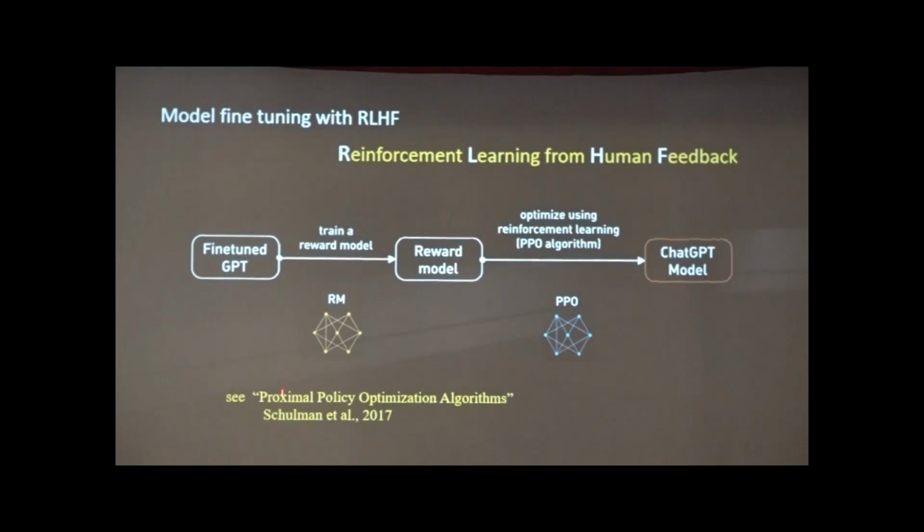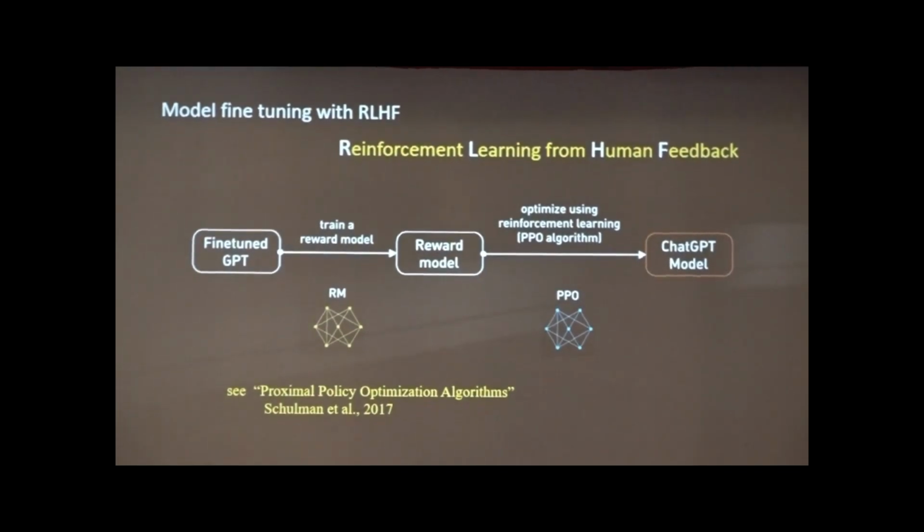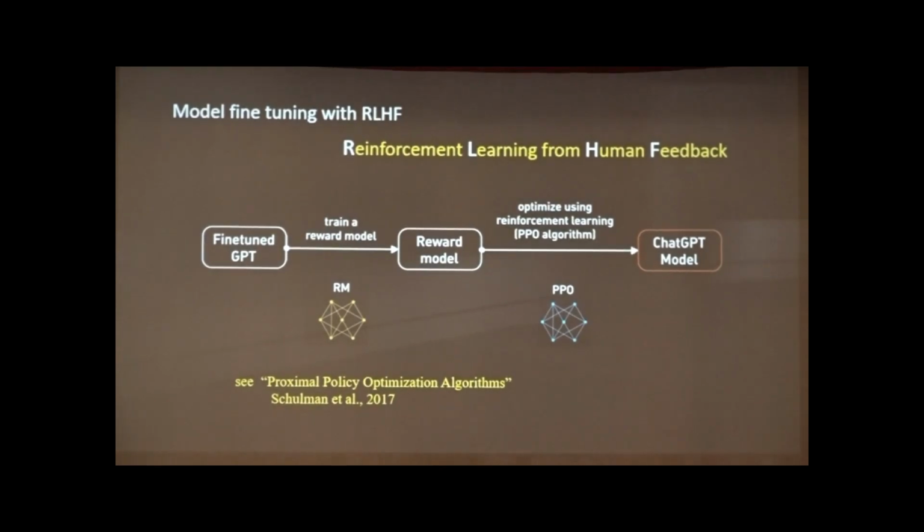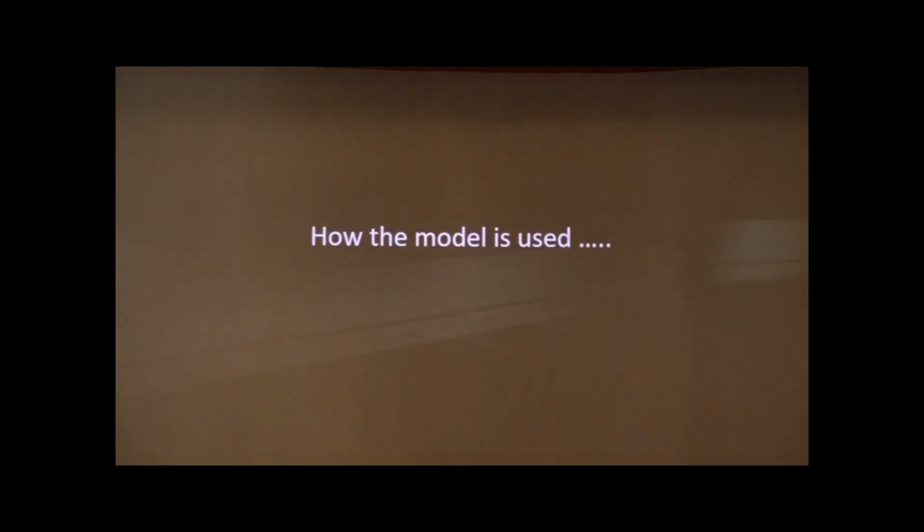If you want to study this algorithm, it is a reinforcement learning algorithm. There is a beautiful paper written by Schulman in 2017. You can refer to this article for a better understanding of this reinforcement learning algorithm called proximal policy optimization. Till now, what we discussed is how the model will be trained. Now the concept is how the model is used.